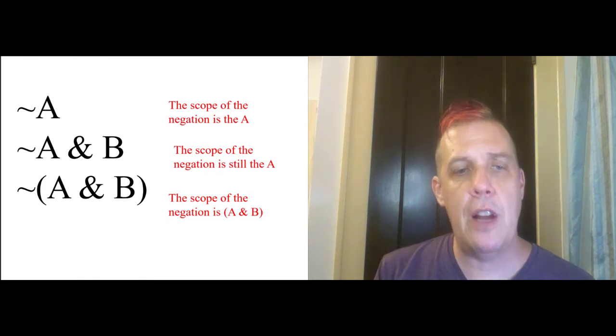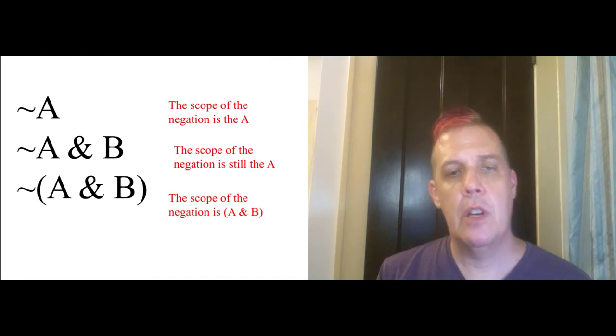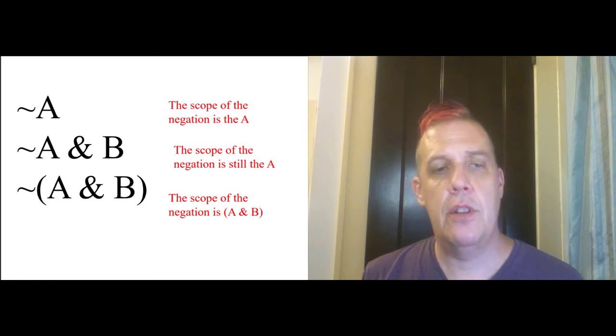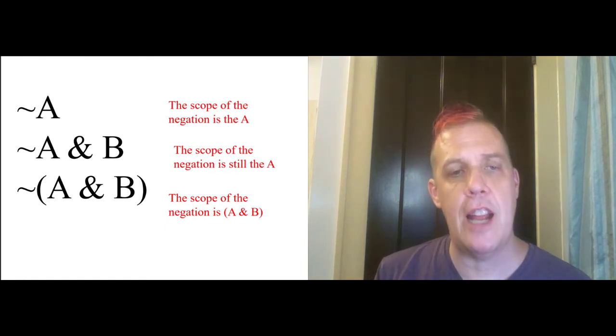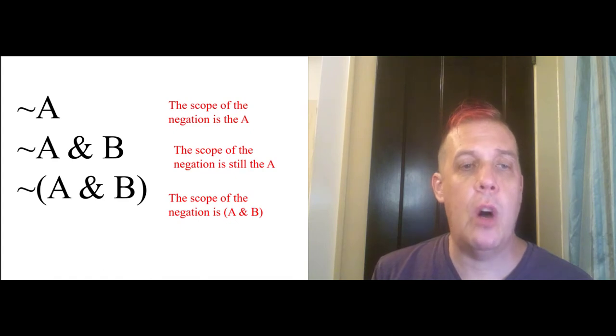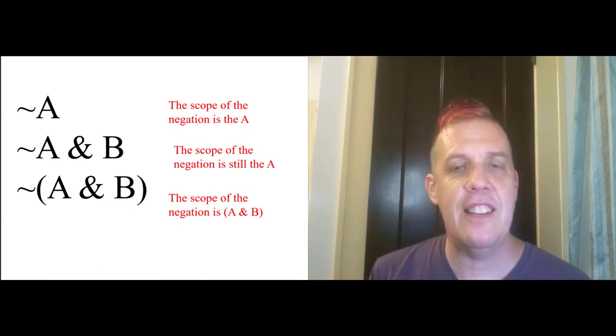But because of the parentheses, the third sentence has both A and B in the scope of the negation. So in the third sentence, the negation is the main connective because it was the last one added to the sentence when we were building it up recursively. And it has everything else in the sentence in its scope.